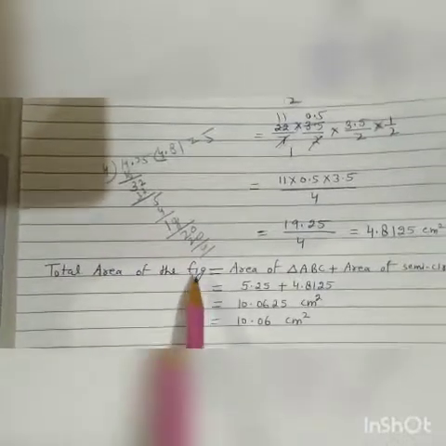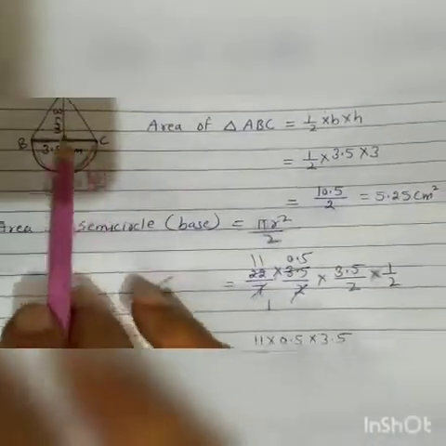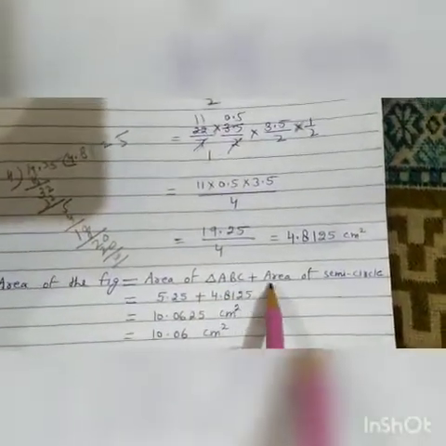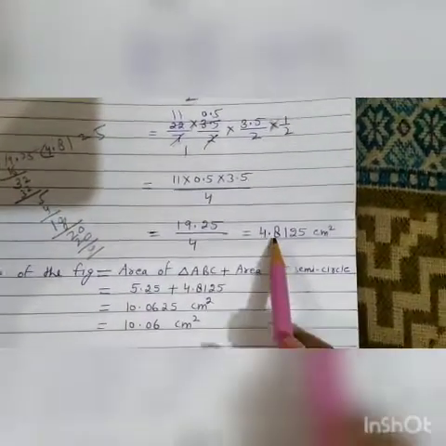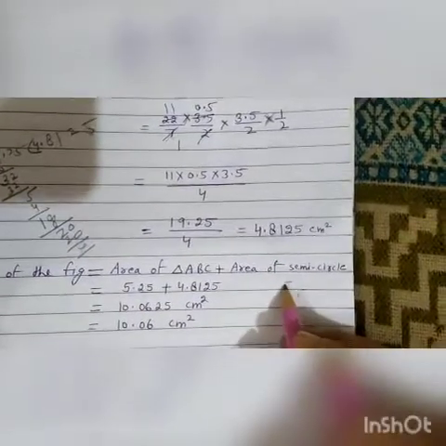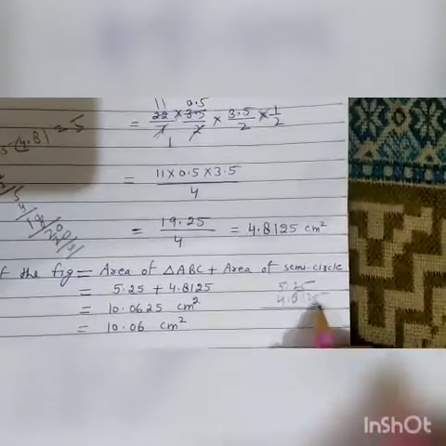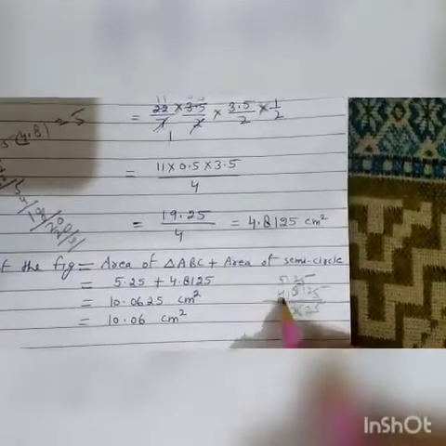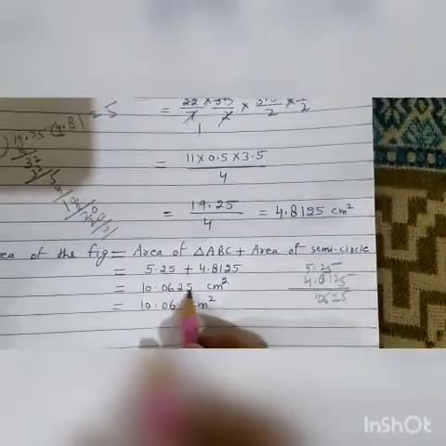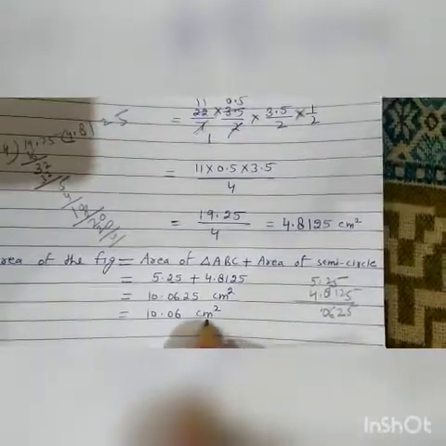Now we have to find the area of whole figure. So total area of the figure is area of this triangle upper portion plus area of this base. So area of triangle ABC plus area of semicircle. Area of triangle ABC is 5.25 plus 4.8125. When we add 5.25 plus 4.8125, then 5, 2, 5 and 6, 8 to 10, carry 1, 5 and 6 and 4, 10. 10.0625 square centimeter, or we can write 10.06 square centimeter. Clear?